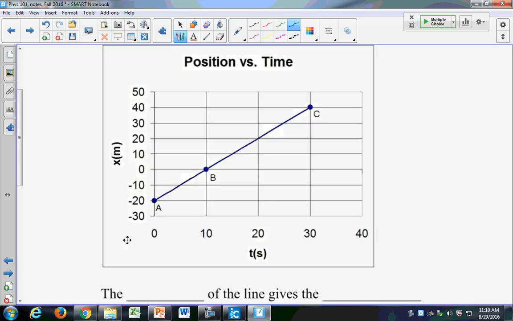You can also find the area under a graph. Our fancier way of saying that is the integral of a graph.